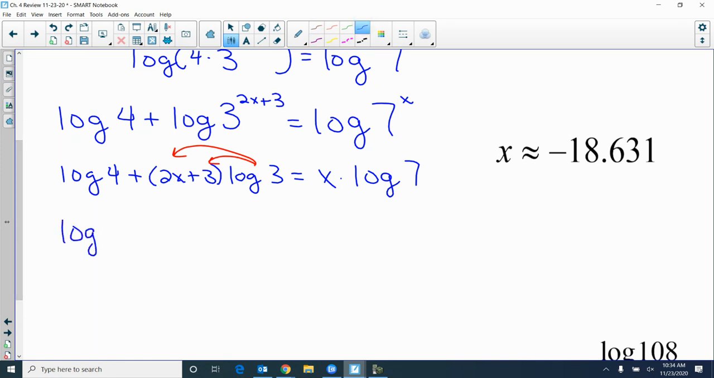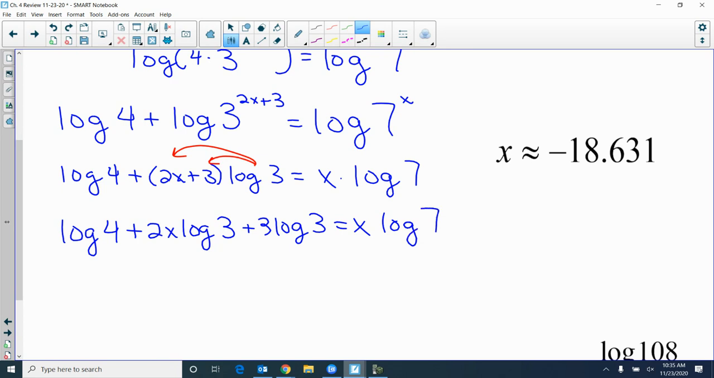Log of 4 is here. 2x times log of 3. You can't multiply that 2 times that 3 or that x times that 3. The 2x just goes in front of the log of 3. So it's log of 4 plus 2x log of 3 plus 3 log of 3 equals x times log of 7.